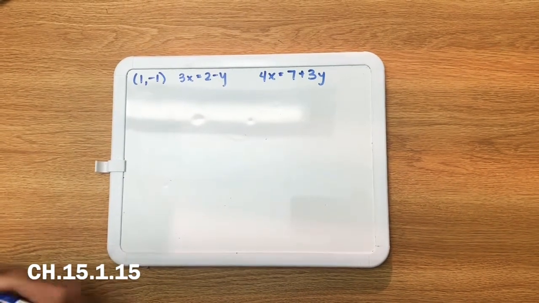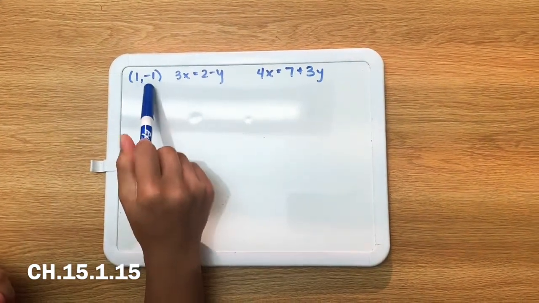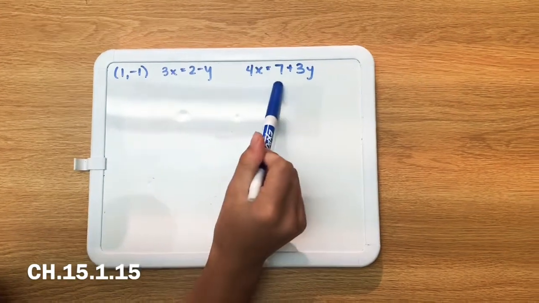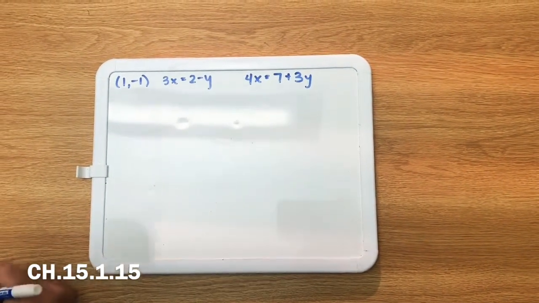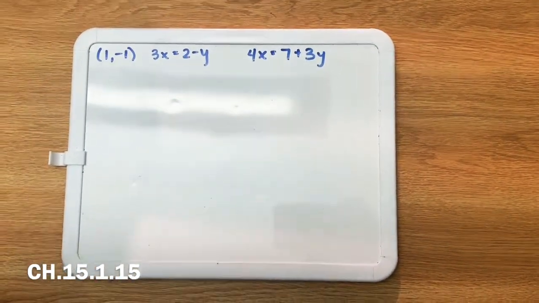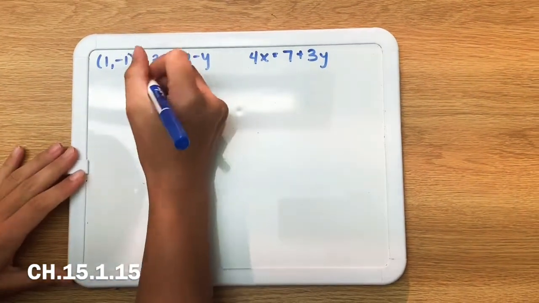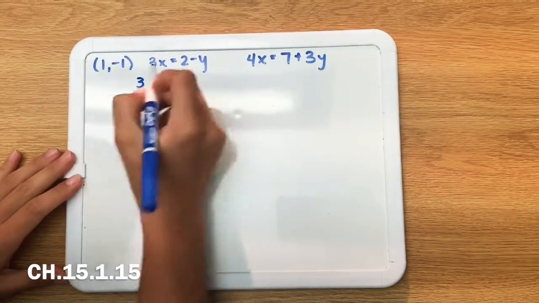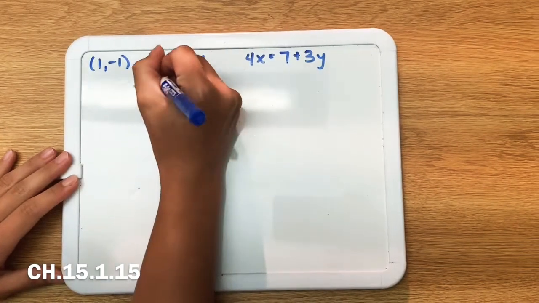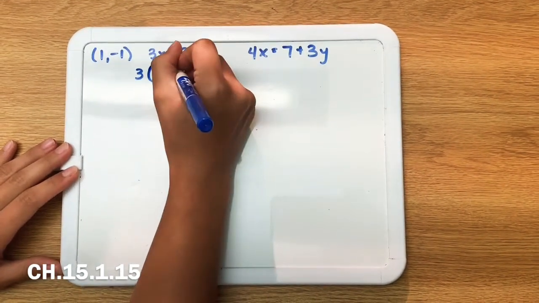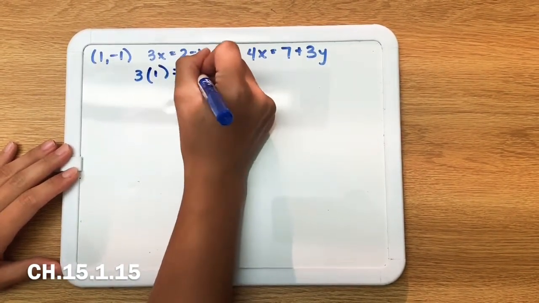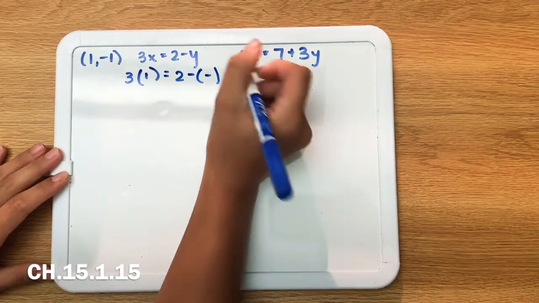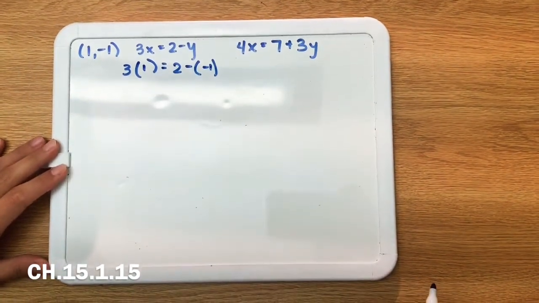17.1, we have a problem here that gives you 2 points, and it also gives you 2 different problems. For here, we're just going to substitute. So we're going to plug the 1 into the x. It becomes 3 times 1 equals 2 minus -1. So we'll work this problem out first.